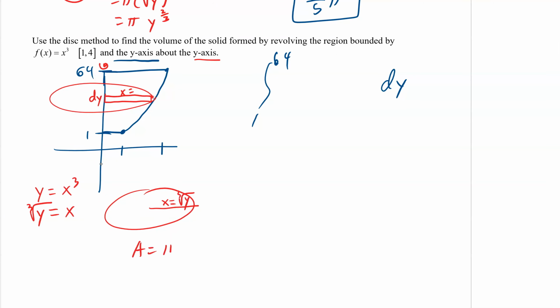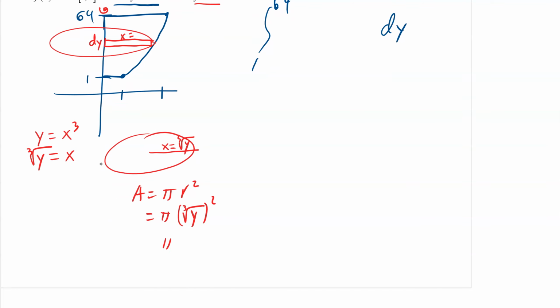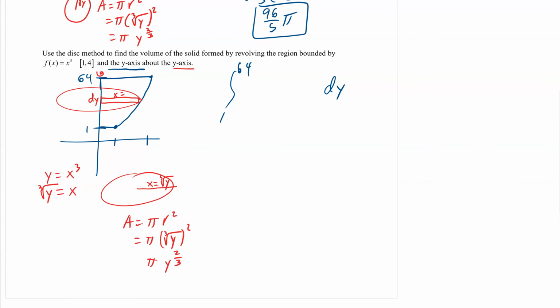So our area is pi r squared, which is pi times the cube root of y squared. So pi y to the 2/3. Plugging that in over here, we get pi y to the 2/3. And then again, take the pi out. And there you have it. So if you're given the interval for x, all you need to do is plug it in to find the interval for y. Okay, so this becomes again y to the 5/3 and then 3/5.